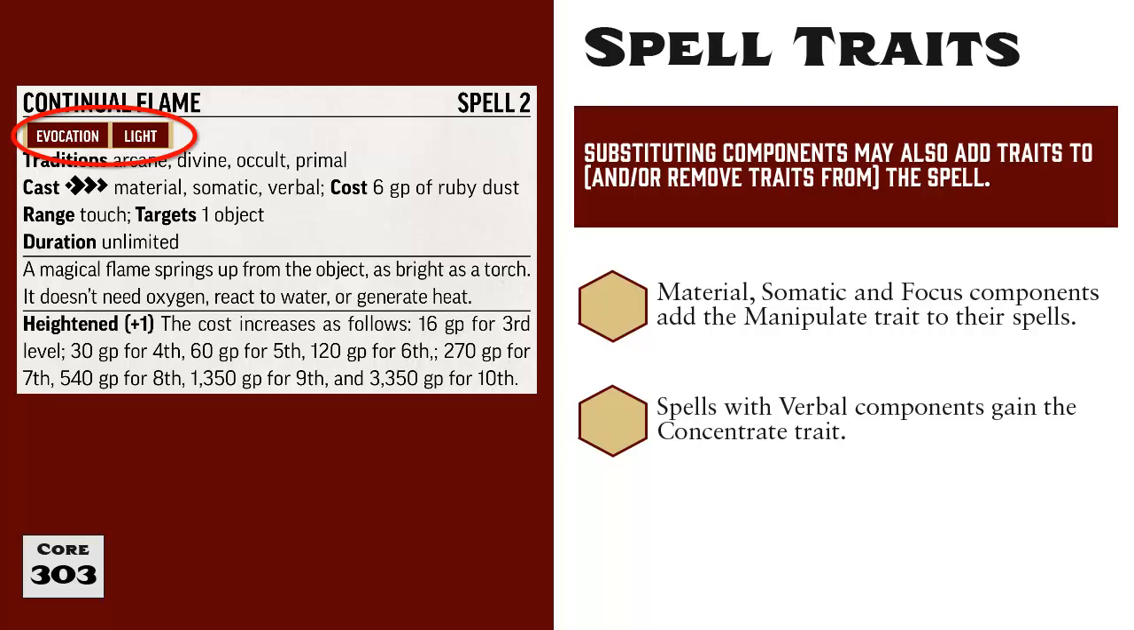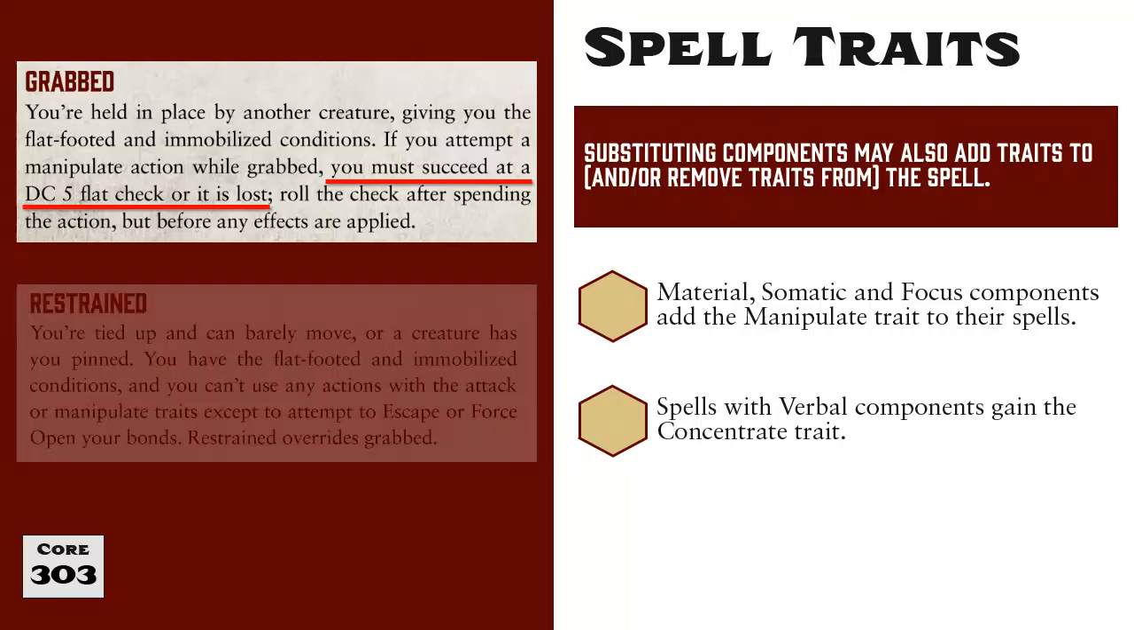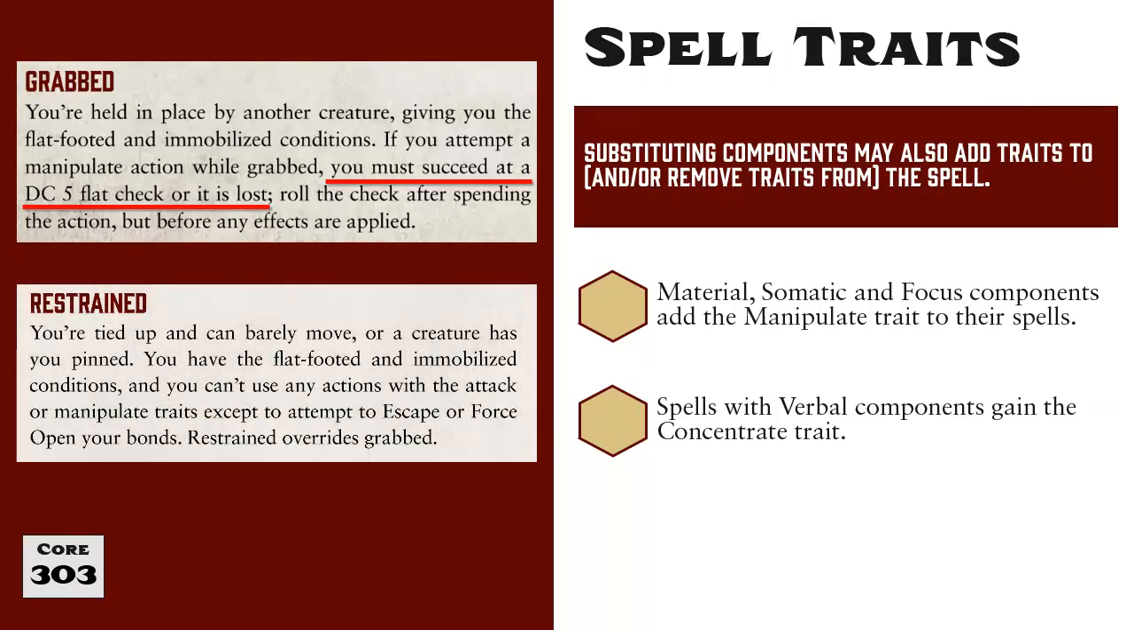These extra traits are important when casting spells while affected by certain conditions. If you try to cast a spell using a material, somatic, or focus component while grabbed, that spell now has the manipulate trait, meaning you have to pass a DC 5 flat check or the spell is lost. This also means you can't cast one of these spells while restrained. Any spell cast with a verbal component gains the concentrate trait, so you might not be able to cast those while fascinated. Also, any spell that has a verbal component can't be cast if you can't speak.